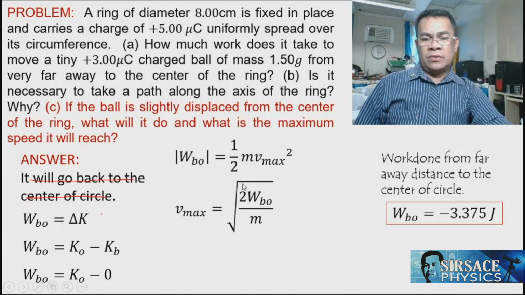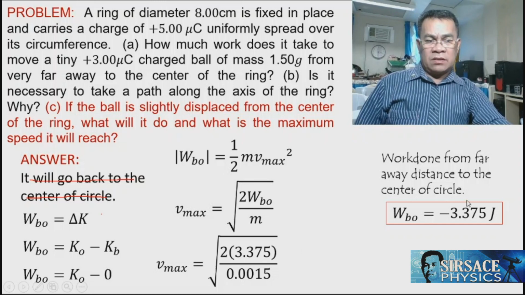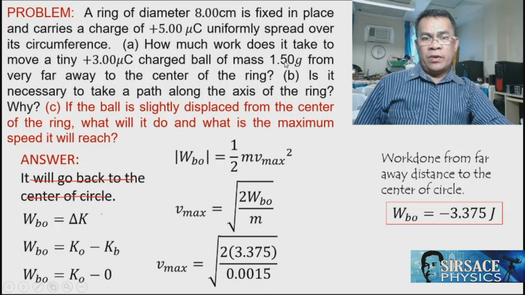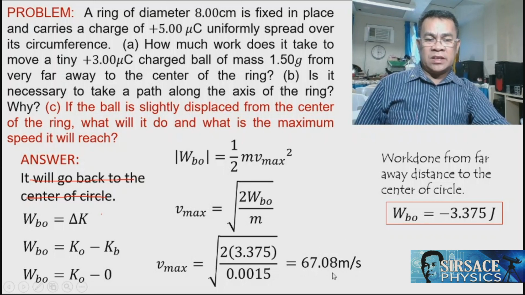The velocity is the square root of 2 times the work done from B to O divided by m. Substitute the values, disregarding the sign because this is absolute. The mass is 1.5 grams divided by 1,000, which is 0.0015, or 1.5 times 10 raised to negative 3 in exponential form. The answer is 67.08 meters per second. This is the maximum speed that the ball can reach.